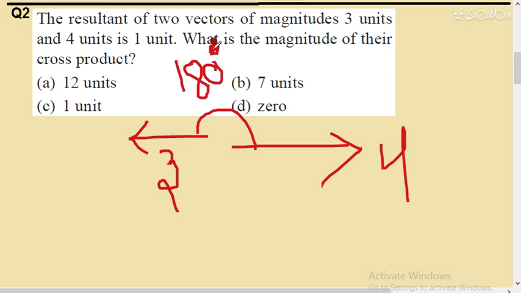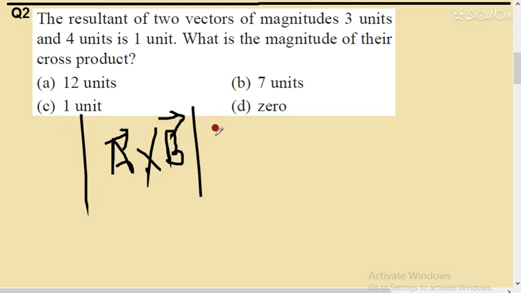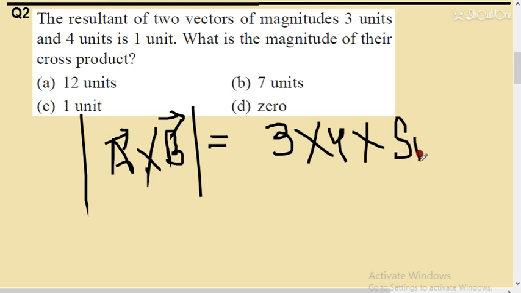So I hope this is clear. 180 degrees, and now we have to find the magnitude of a cross b. The magnitude of vector a cross b is equal to ab sine of the angle between them. a has magnitude 3, b has magnitude 4, and the sine of 180 degrees will be there.